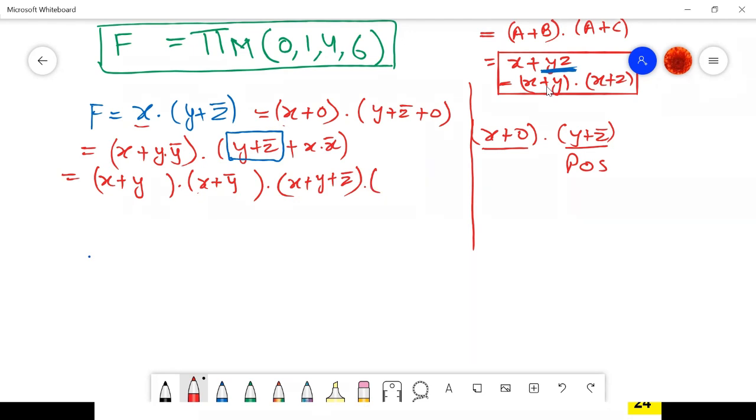X complement plus y plus z complement. Absolutely right. Easy, right? You need to focus, then it's easy. Okay, now, girls.